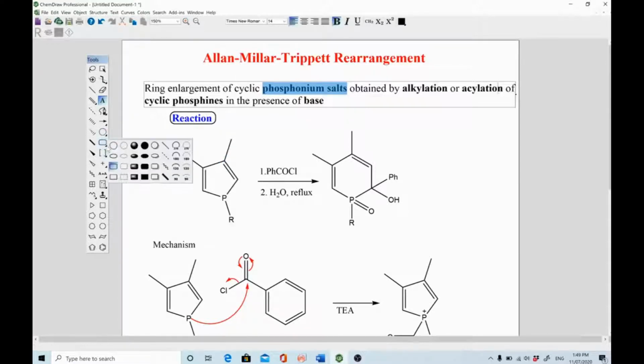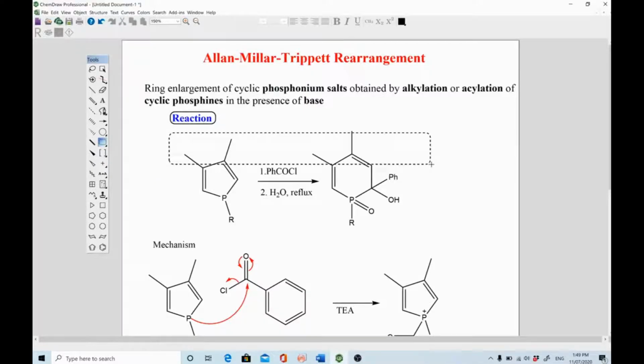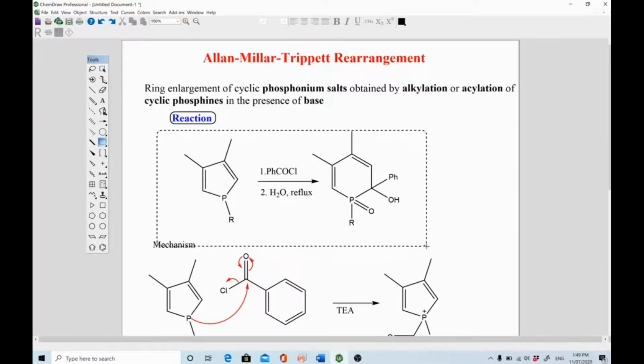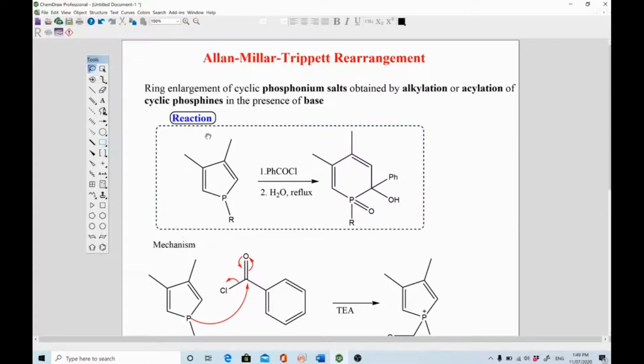This reaction takes place between the cyclic phosphonium. This is the reaction which I am going to put in a box. So this is our reaction, and we will discuss the mechanism of this reaction in moments. This one is our reagent. This is a phosphorus and it's a cyclic ring. It's a 5-member cyclic ring, and these are methyl groups. And this R could be anything. It could be an alkyl chain, phenyl ring, or cyclic compound. And this is the acylation reagent.